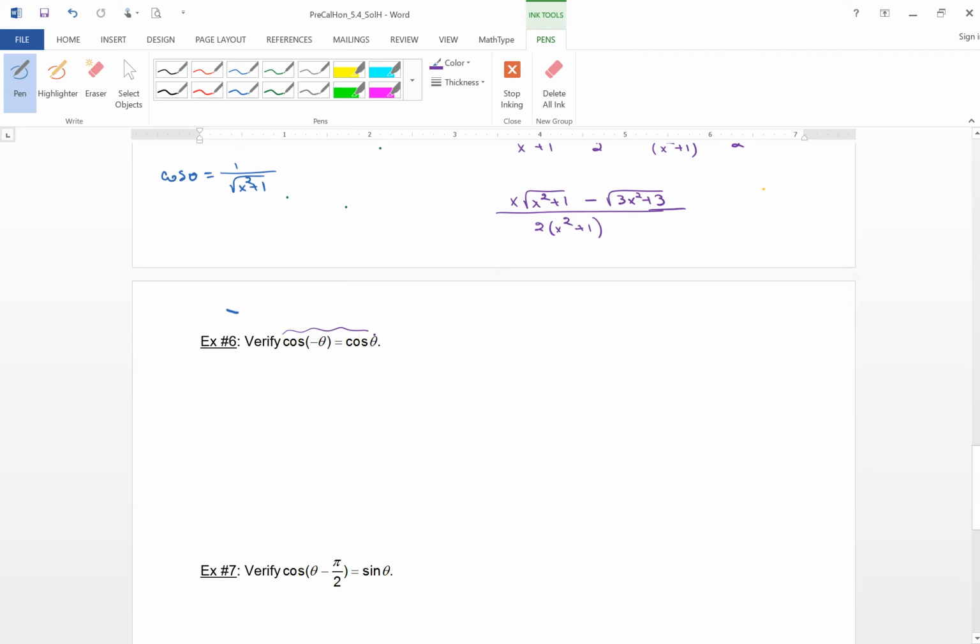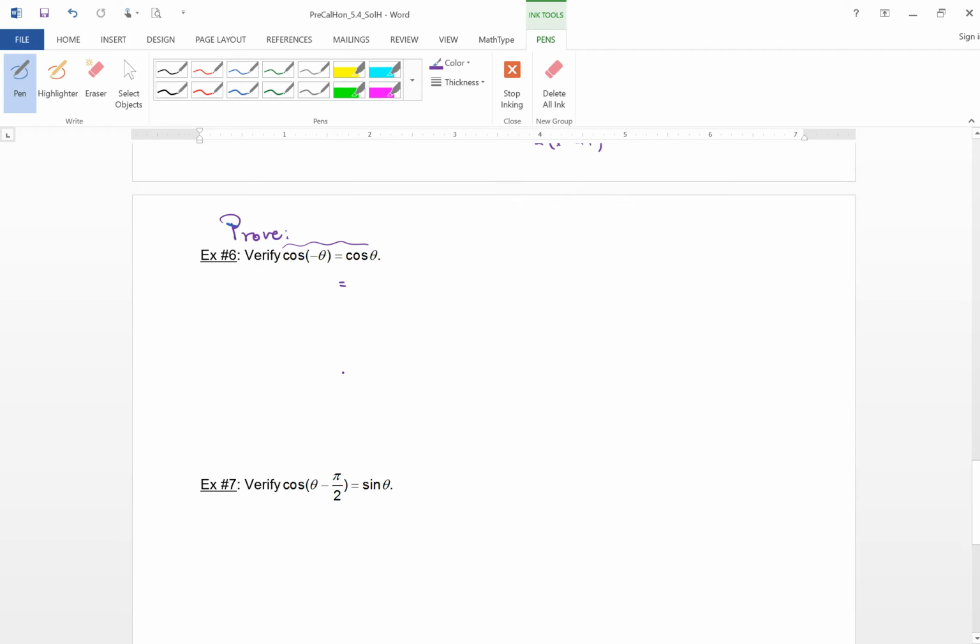Okay, this says to prove the identity. Now, if we're verifying identities, that means we're just going to work on one side. So what's another way using sum or difference to write negative theta? Simpler, you could just do 0 minus theta, right? So we're going to rewrite the cosine of negative theta as cosine of 0 minus theta, because 0 minus theta is negative theta.